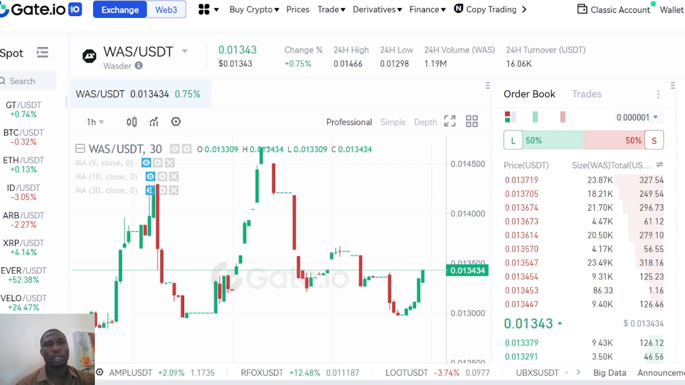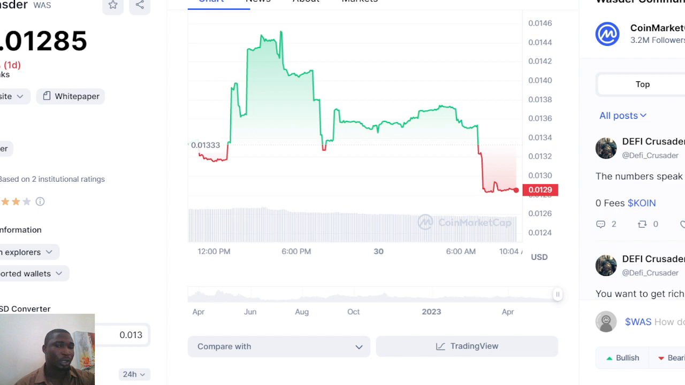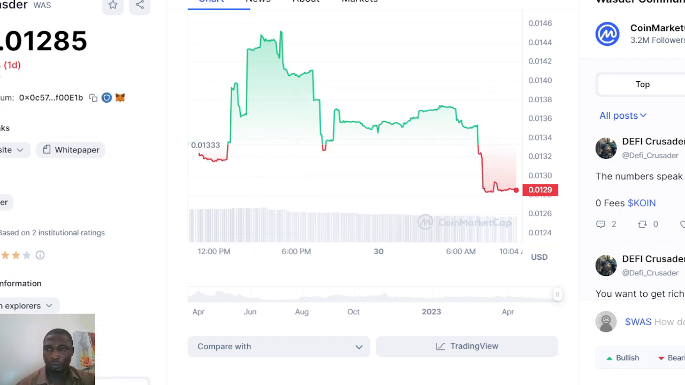So now let's go to CoinMarketCap to get more analysis about this token. When we come to CoinMarketCap right now, what can we see that is currently happening in this token? We can see the current price of this token.